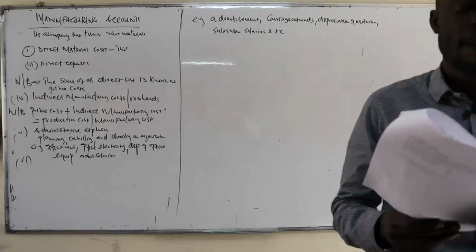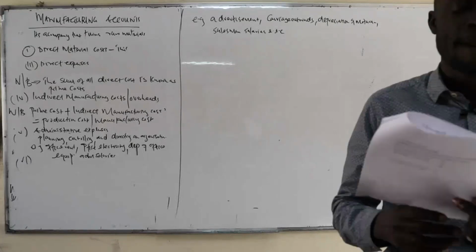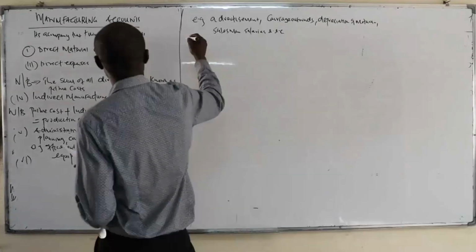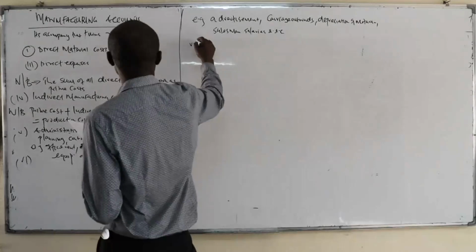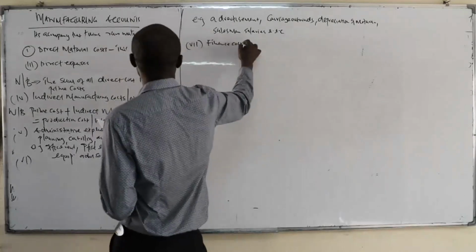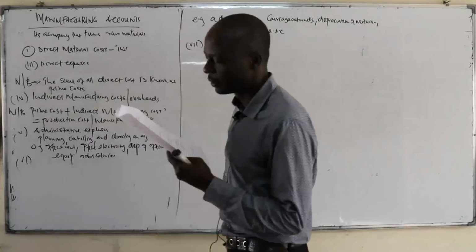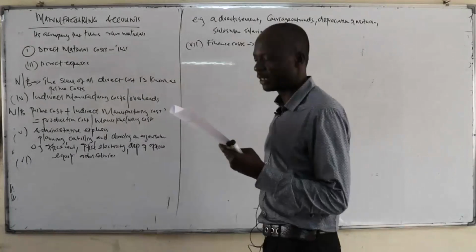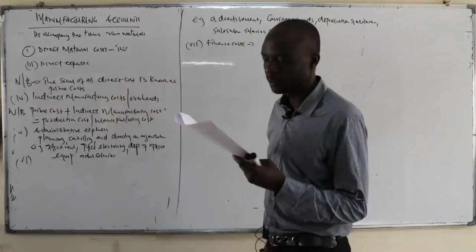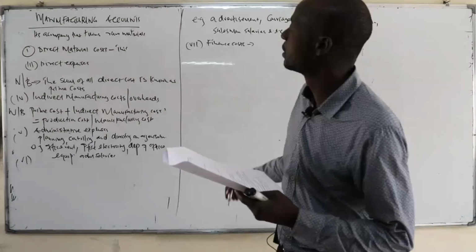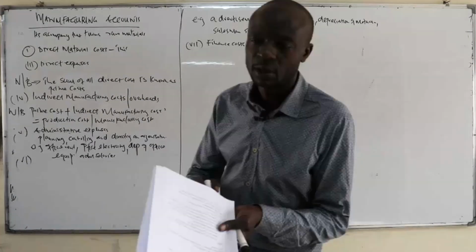And then lastly, we have what we call finance cost, number 7. These are expenses such as bank charges and interest on loan.